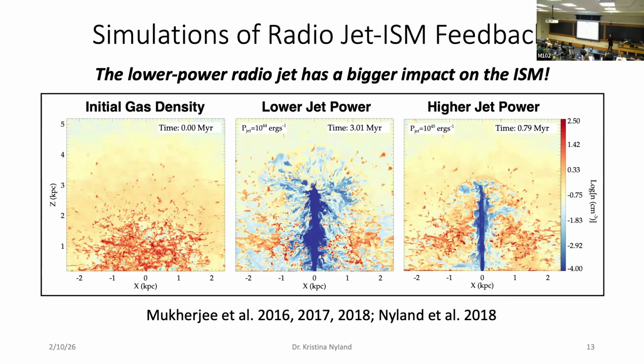So the author, Dipanjan Mukherjee, I believe he ran them to reach similar extents. I should have explained what all the axes were. So this is kiloparsecs on this axis, also kiloparsecs here. Then the color scale is gas density, and he ran them to be a few kiloparsecs. It just took this one longer to get to that size.